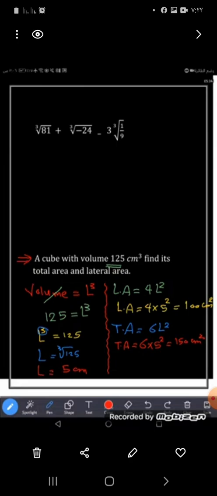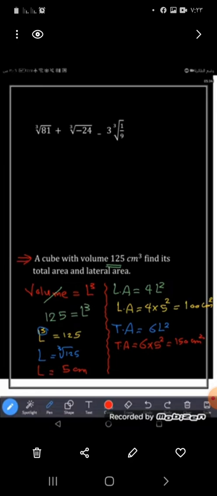Today we'll take a new revision for algebra, beginning with applications lessons. As we remember, application lesson is about cube and cuboid and sphere and cylinder and circle. We have to know all the rules for these shapes.